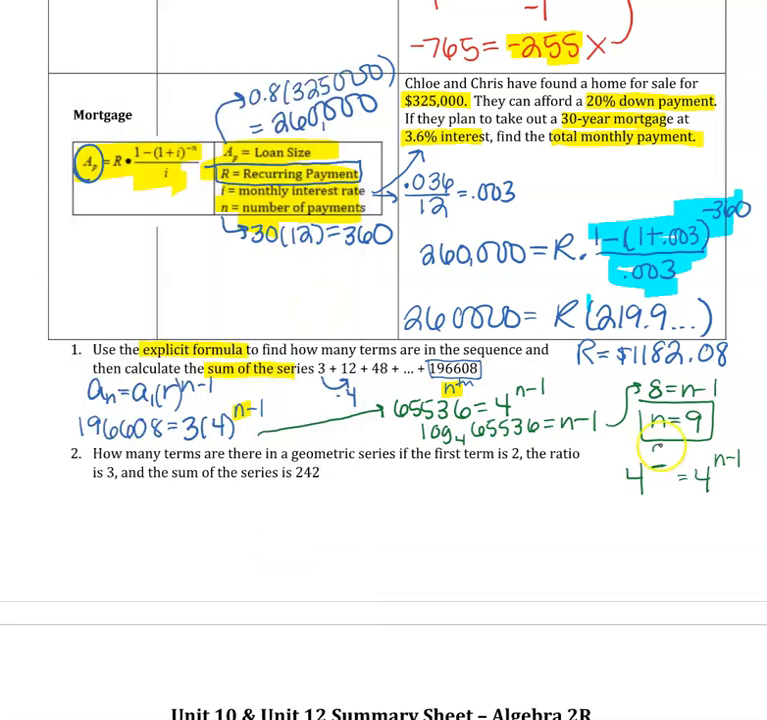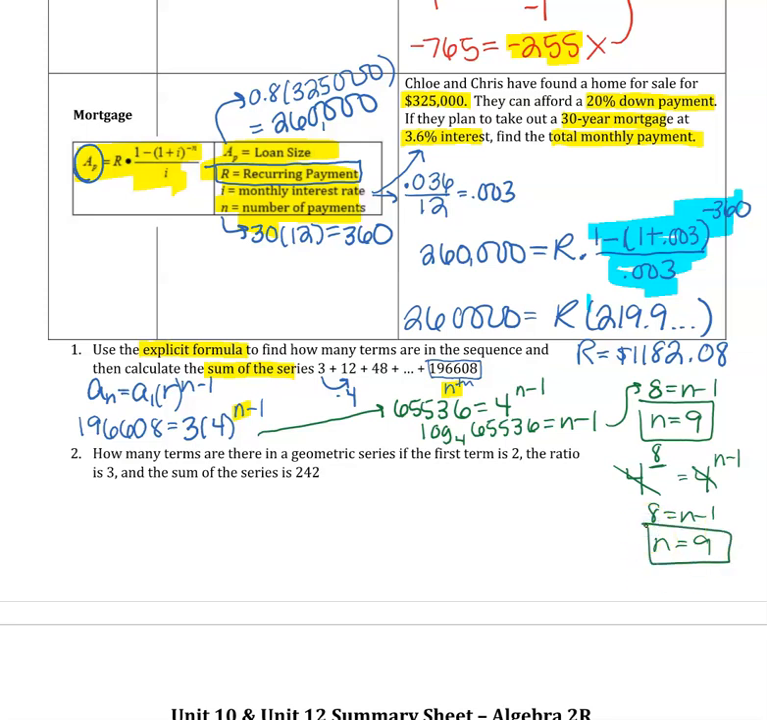So 4 to the 8th, which is what this log is saying: 4 to what power gives you that? 4 to the 8th. Now that the bases are the same, solve the exponent, and you get 9. So I just showed you 2 algebraic ways to solve.